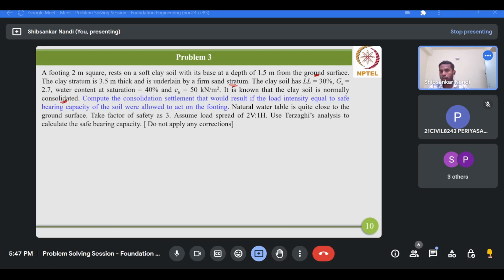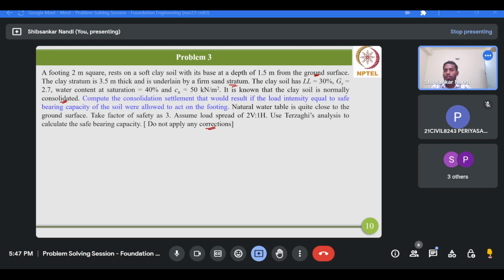So, very important stuff. Compute the consolidation settlement that would result if the load intensity equal to the safe bearing capacity of the soil were allowed to act on the footing. Natural water table is quite close to the ground surface, and take factor of safety as 3. Assume load spread of 2 vertical to 1 horizontal, and use Terzaghi's analysis to calculate the safe bearing capacity. It's explicitly mentioned that do not apply any corrections.